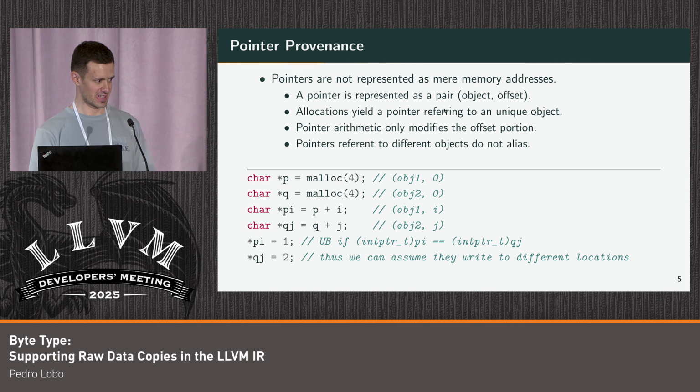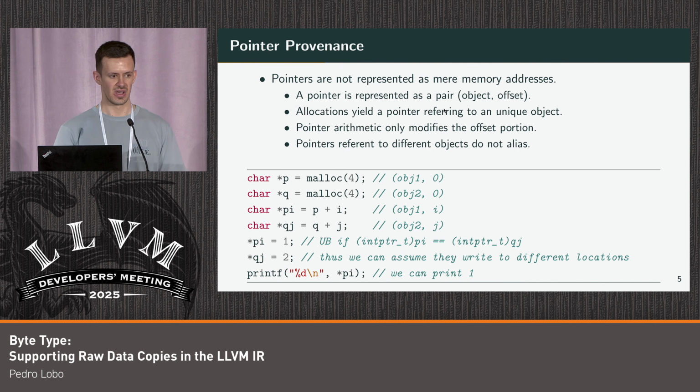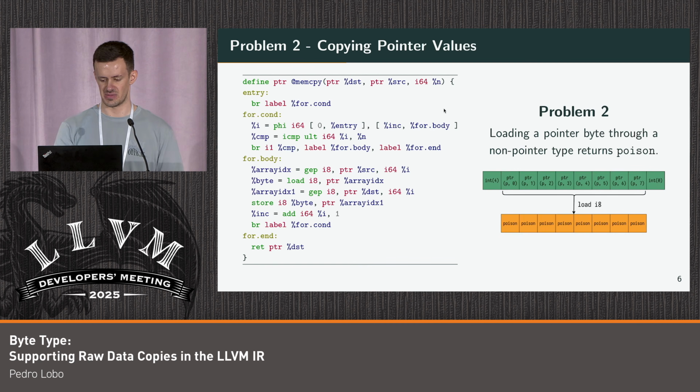So, as I already said, pointer provenance simplifies alias analysis, which can in turn enable other optimizations. Here in this example, we want to printf the value pointed to by Pi, and as some of you might know, we could constant propagate the value in the store and directly print the value 1. This is only possible because we use pointer provenance to guarantee that the two pointers are based on different objects, and therefore we can perform this particular optimization.